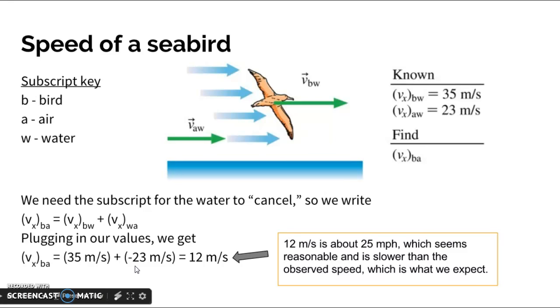So when we plug in those values, we get that the velocity of the bird with respect to the air is going to be 12 meters per second. This is about 25 miles per hour, which is pretty reasonable, and this answer makes sense. We got an answer that is slower than the speed we originally observed, so that's good. That's why this minus sign here is extremely important. If we had forgotten to flip the subscripts and flip our negative signs, we'd have gotten a larger number, which would not make sense for our situation.